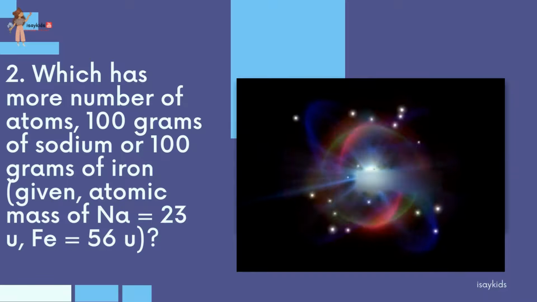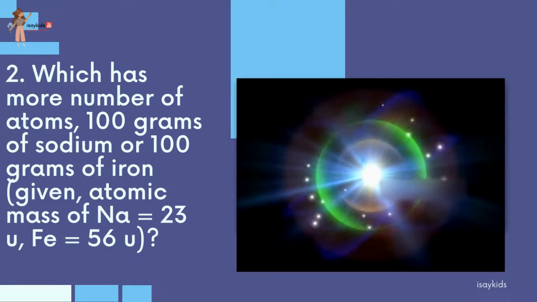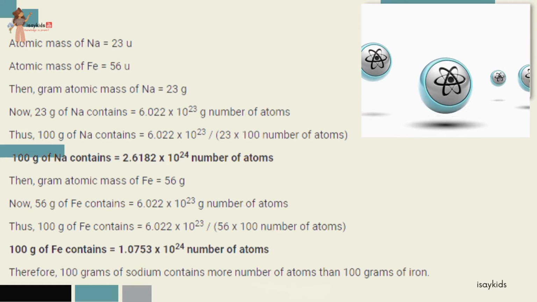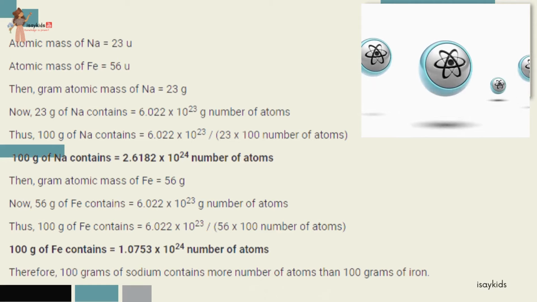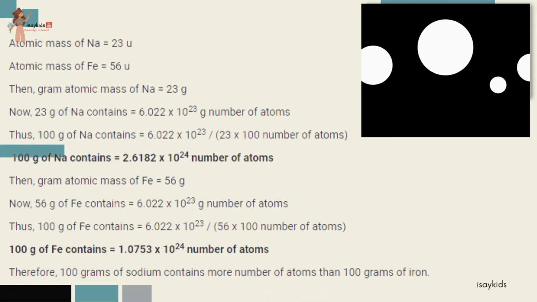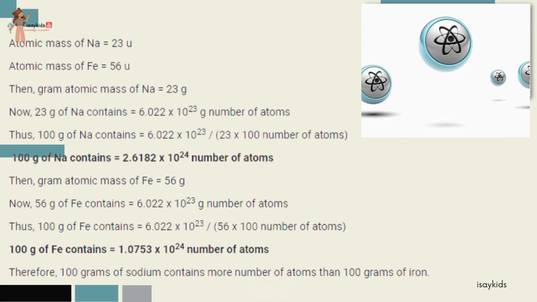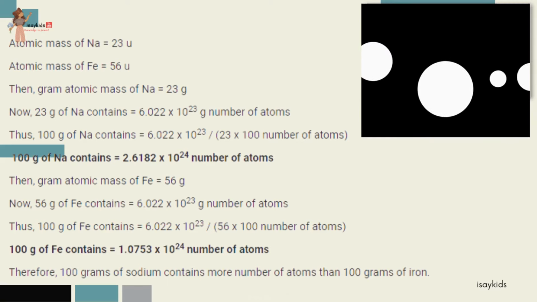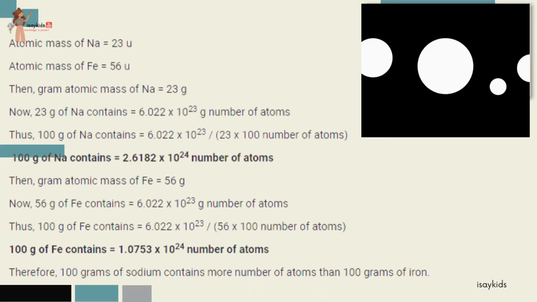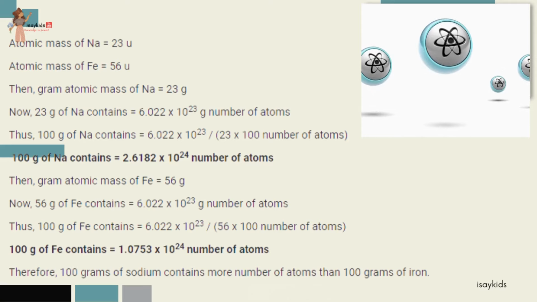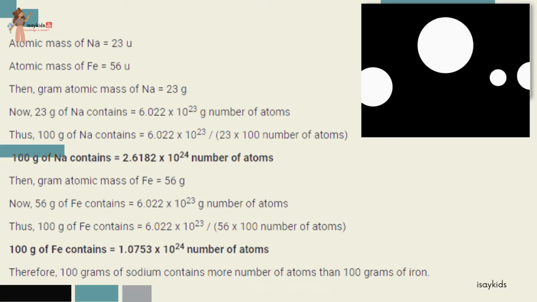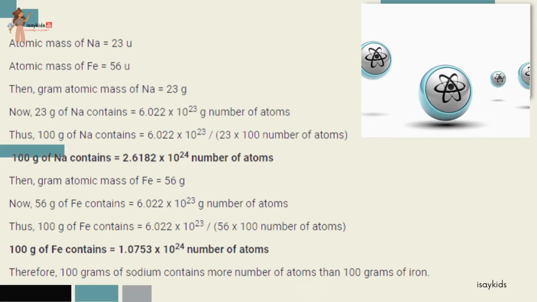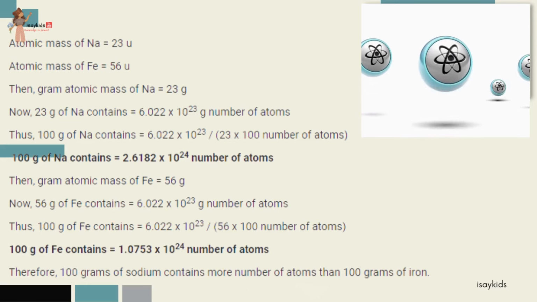Which has more number of atoms, 100 grams of sodium or 100 grams of iron? We are given that atomic mass of sodium is 23 u and iron is 56 u. Then gram atomic mass of sodium would be 23 grams. Now 23 gram of sodium contains 6.022 × 10^23 atoms. 100 grams would be 6.022 × 10^23 divided by 23 times 100. Similarly, we calculate that 100 gram of iron contains 1.0753 × 10^24 atoms. Therefore, sodium contains more number of atoms as compared to iron.